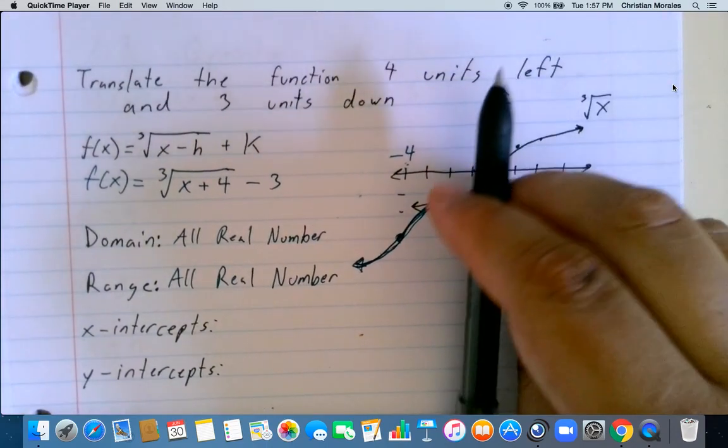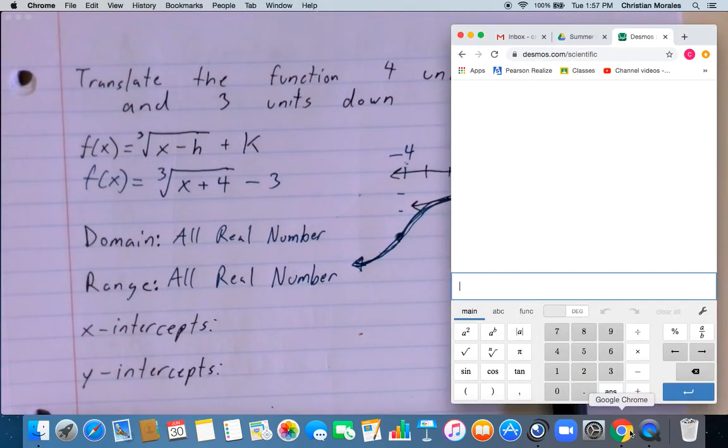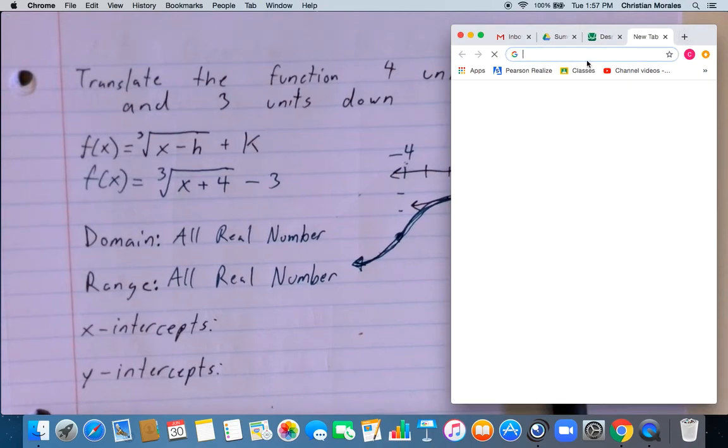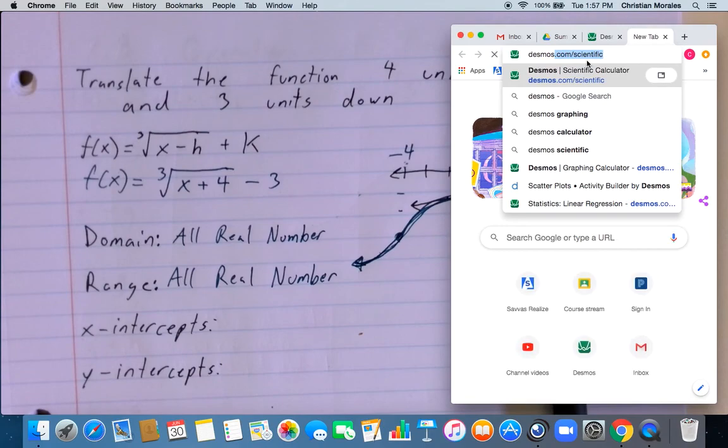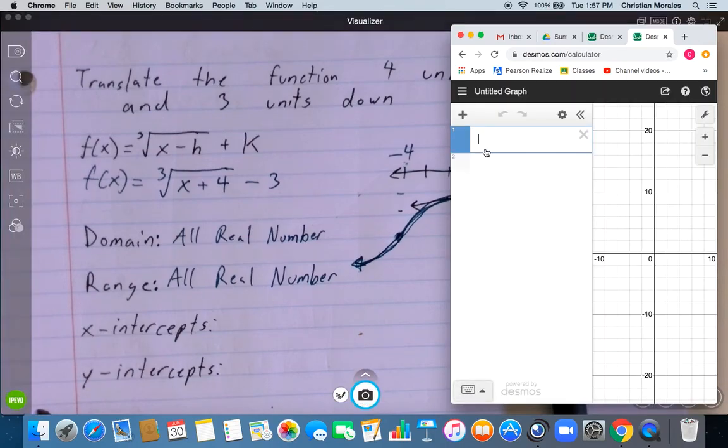Now, normally the x and y intercept would be here in the center at 0, 0. But since you moved that point, your x and y intercepts are now in different places. So one of the things you can do to find that is if you go to Desmos, but instead of going to the scientific, let's say we go to graphing. So Desmos graphing. You can plug in the function and find the intercepts this way.